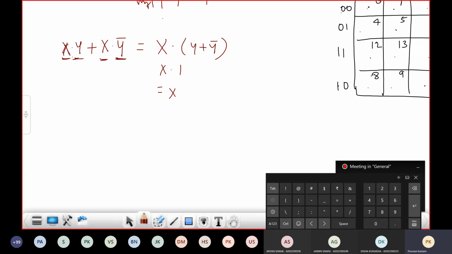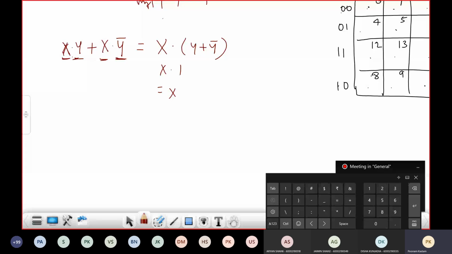We can replace this by x. So we are actually combining the two terms and we are getting a single term. That's why it's called the combining theorem. If you have an expression like this, you can combine them and write it as a single literal. So you have two product terms which have been reduced into a single product term. So we are reducing the expression using combining.